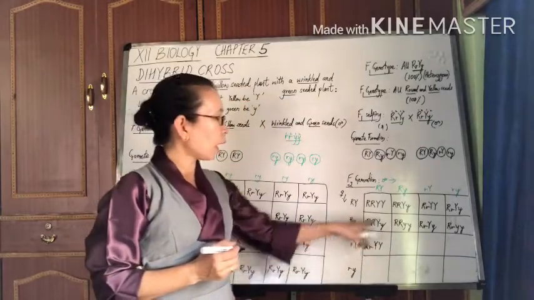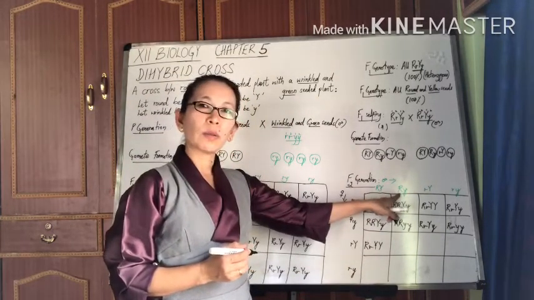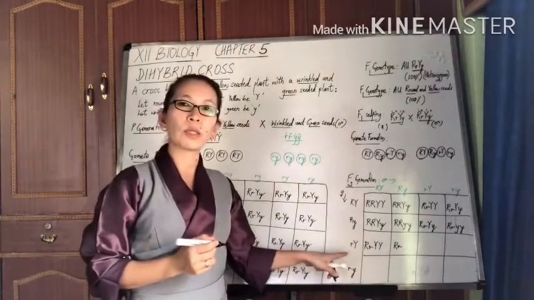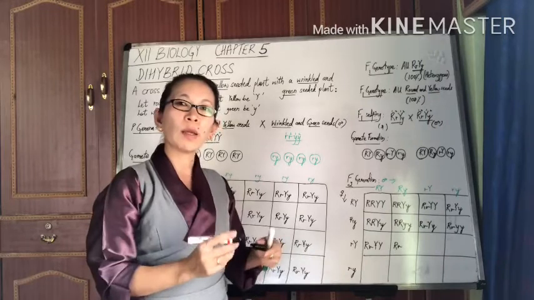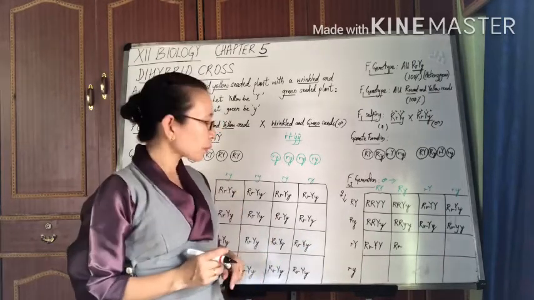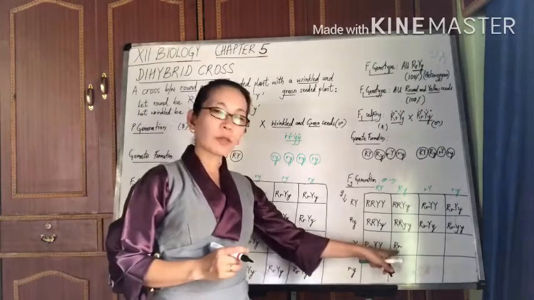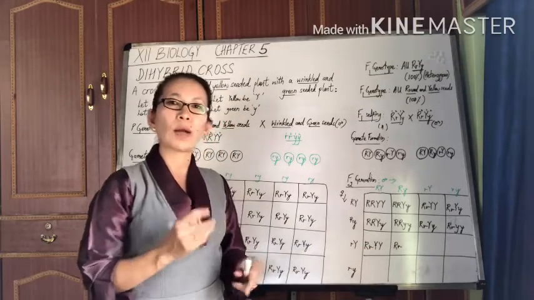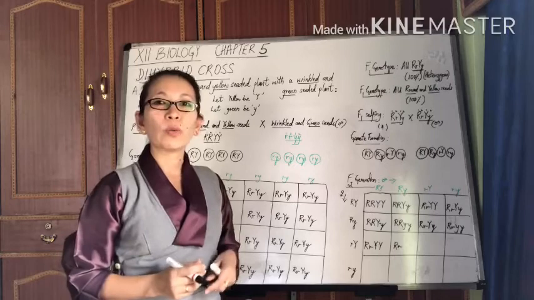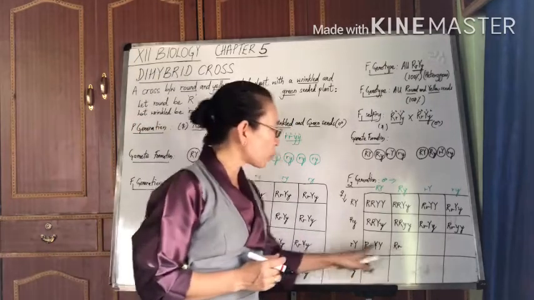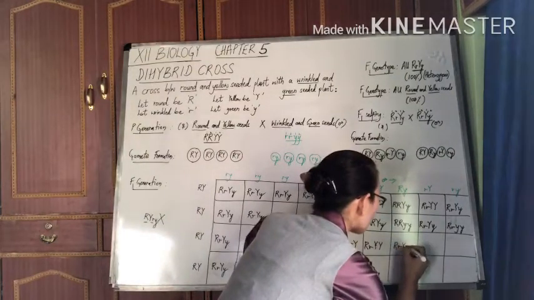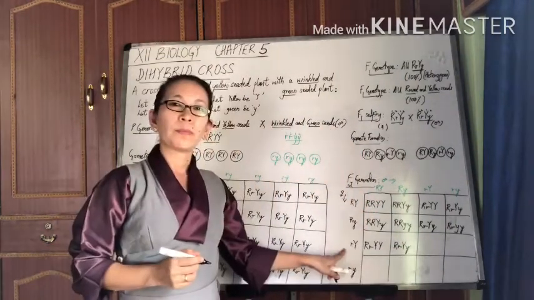Second one, small r, capital R. So it has to be capital R, small r. I hope you are noting this. We have to write the capital letter first, followed by the small letter. You will not write small r and capital R. That's not the normal way to write it. So capital R, small r, and capital Y, small y.